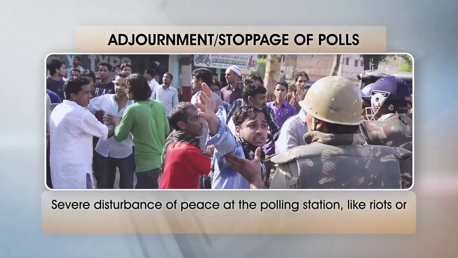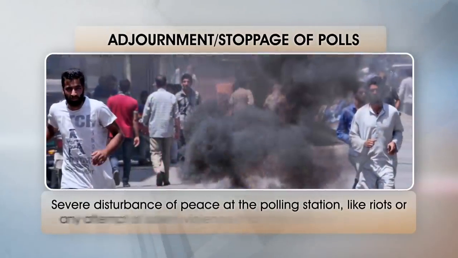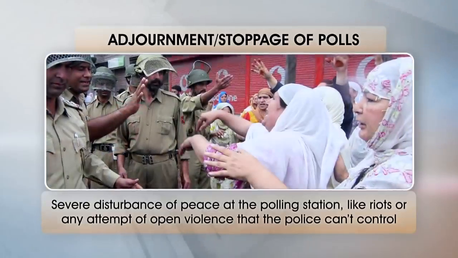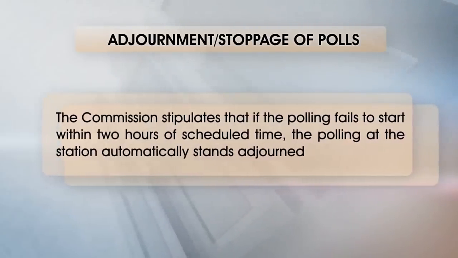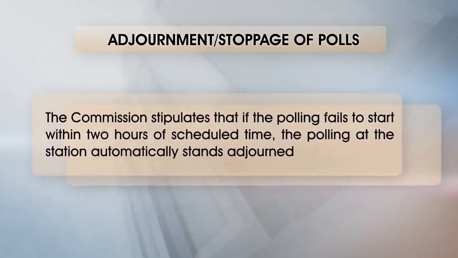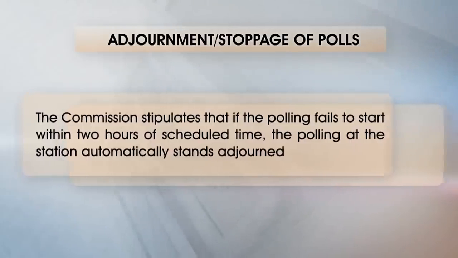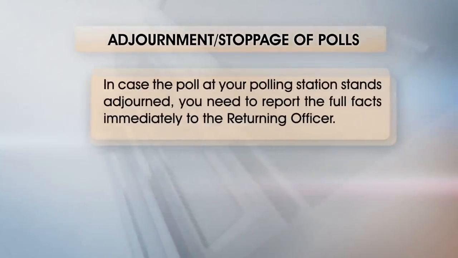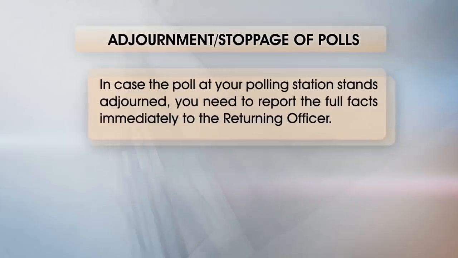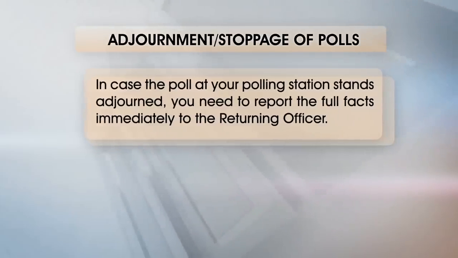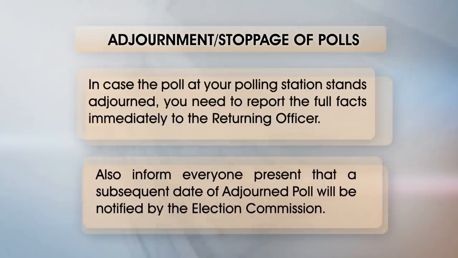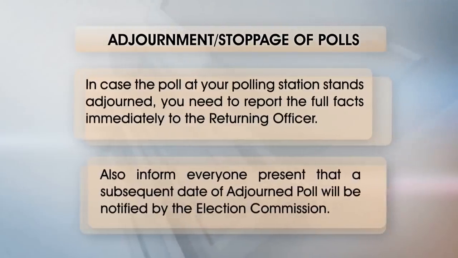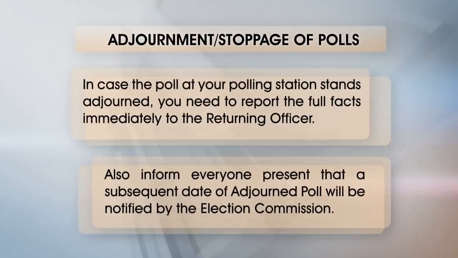Severe disturbance of peace at the polling station, like riots or any attempt of open violence that the police can't control. The Commission stipulates that if the polling fails to start within 2 hours of scheduled time, the polling at the station automatically stands adjourned. In case the poll at your polling station stands adjourned, you need to report the full facts immediately to the returning officer. Also inform everyone present that a subsequent date of adjourned poll will be notified by the Election Commission.